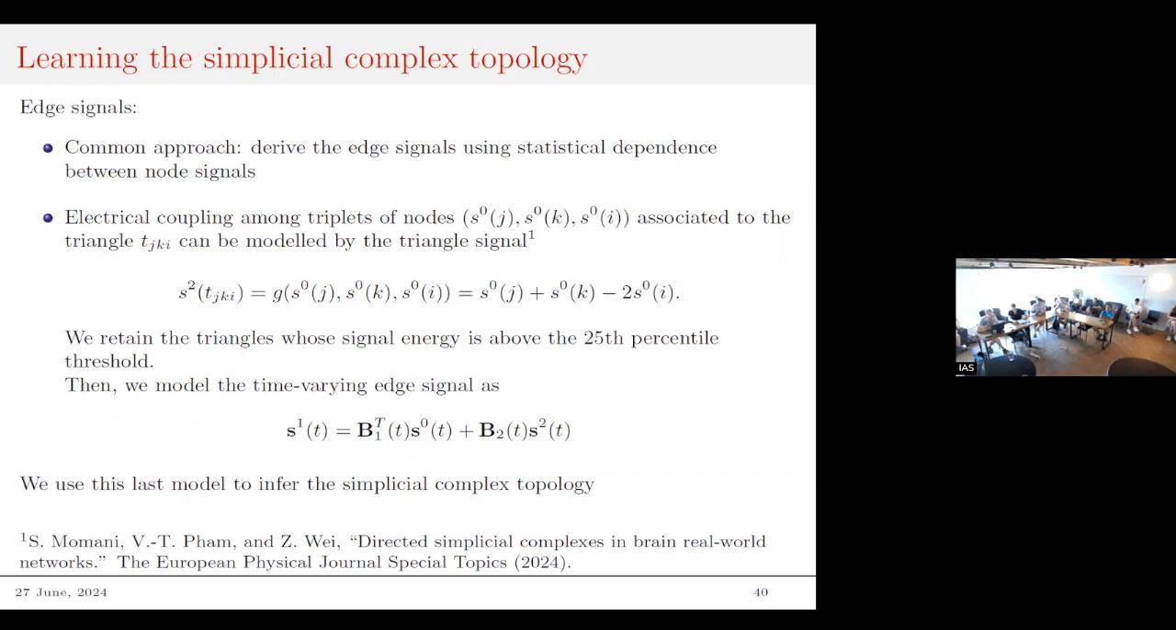I also find in this paper of Momami that electrical coupling among triplets of nodes associated to given triangles can be modeled by this triangle signal. So I tried with this triangle signal to see if we have a meaningful topology.